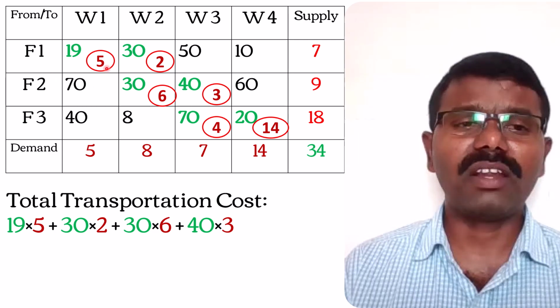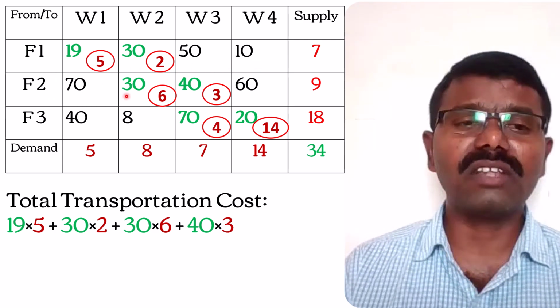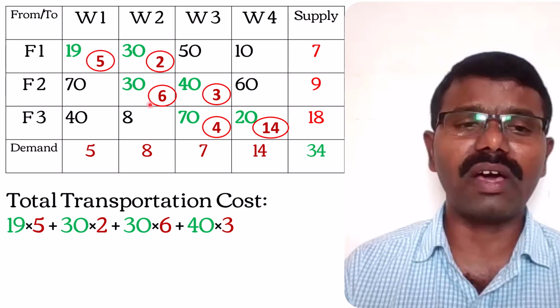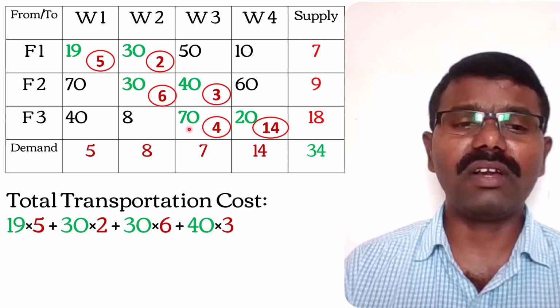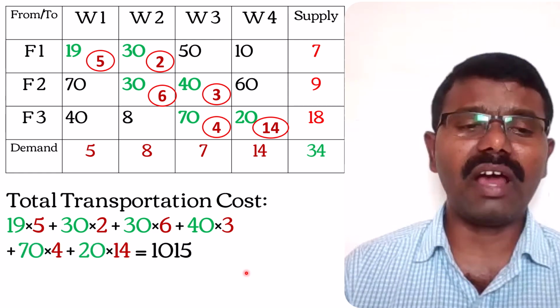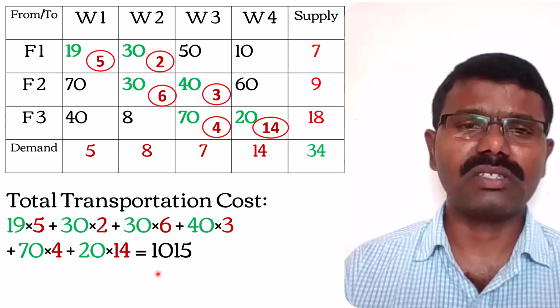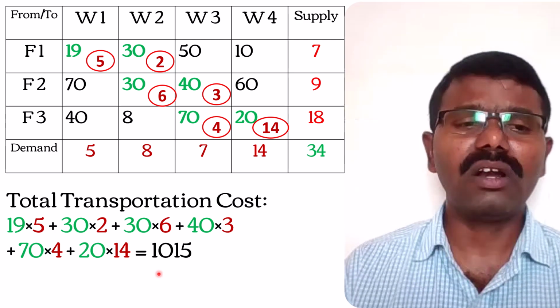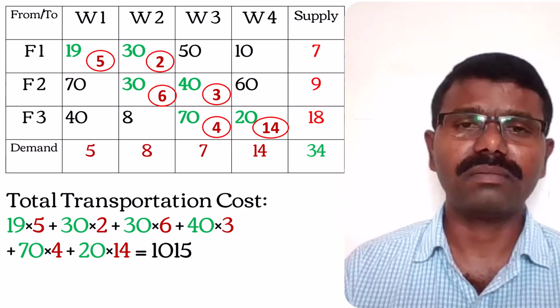Then factory 1 is over. Now if you come to factory 2, 30 is the transporting cost and 6 units we are transporting. So 30 into 6 plus 40 into 3 plus 70 into 4 plus 20 into 40. If you multiply all these and add, the total cost will come around 1015 rupees. So this is the total transportation cost by using the northwest corner rule method.